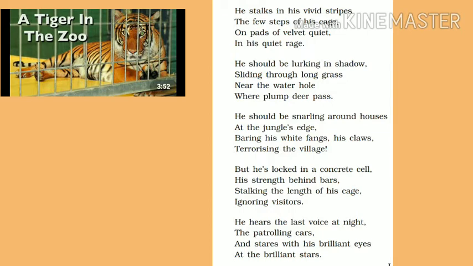He stalks in his vivid stripes the few steps of his cage on parts of velvet white in his quiet rage. He should be lurking in shadow, sliding through long grass near the water hole where plum deer pass. He should be snarling round houses at the jungle's edge, baring his white fangs, his claws, terrorizing the village.